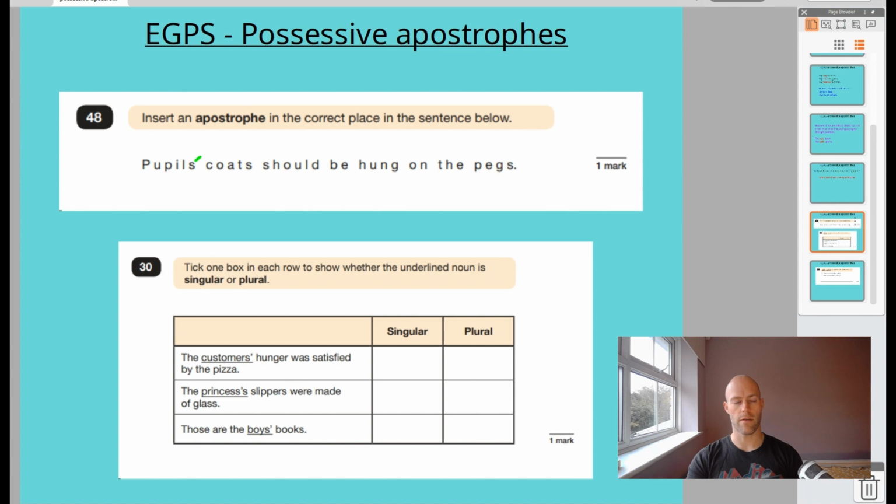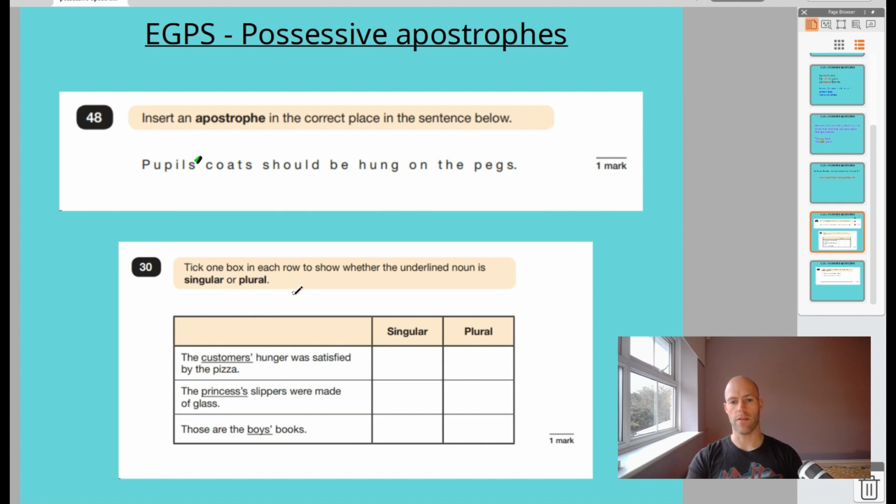I'll do it in black so you can see that a little bit better as well. It's going to go there at the end. Pupils' coats should be hung on the pegs. You notice the odd spacing. It's so that you have an opportunity to put the apostrophe clearly between any of the letters. So don't be surprised if there's a little extra spacing there in the questions. And we're going to use our look back from the apostrophe tip on question 30 down here.